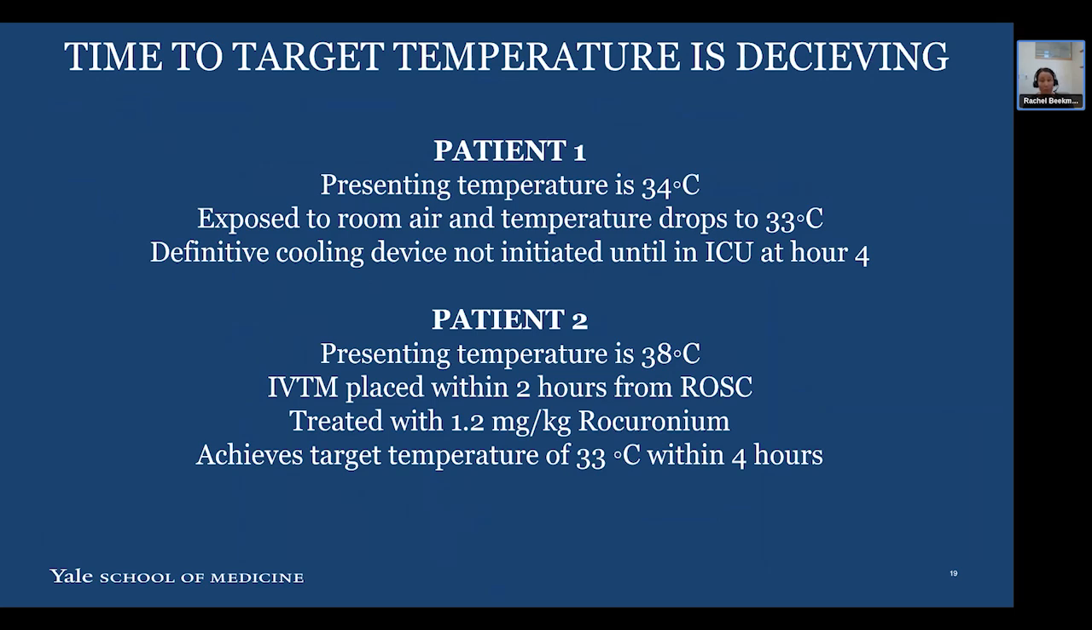Patient 2 presents with fever, is immediately connected to intravascular cooling within 2 hours of return of spontaneous circulation. It's treated with full dose paralysis with 1.2 mg per kg of rocuronium and rapidly achieves target temperature by hour 4.